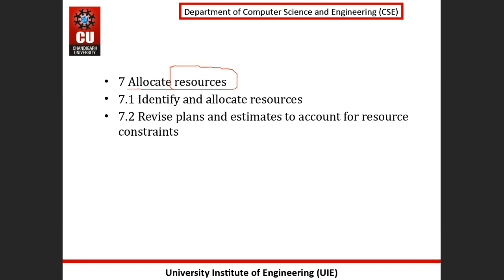So first in this we have identify and allocate resources. Firstly, we will identify their skills. After that, we will allocate those resources to a particular task. Fine. After that, in the second step, we have revise plans and estimates to account for resource constraints.